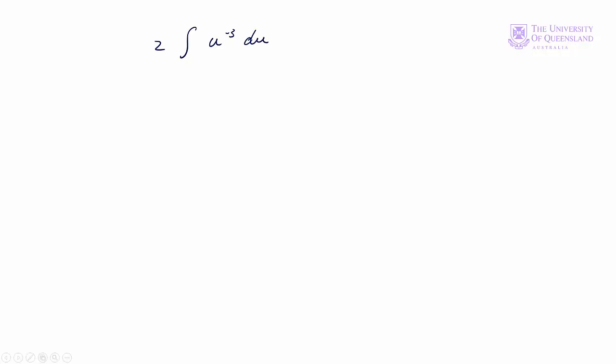Apply our inverse power rule. That's equal to, we have 2. We'll have u to the minus 2. So we need to divide by minus 2. 1 on minus 2 plus c. Well, that's equal to minus u to the minus 2 plus c.